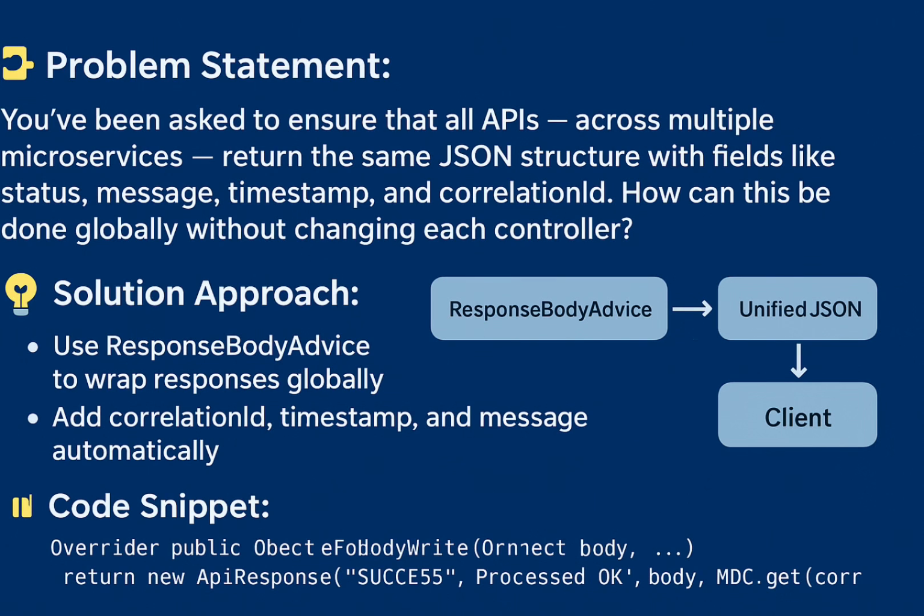Global response format. Problem statement: you've been asked to ensure that all APIs across multiple microservices return the same JSON structure with fields like status, message, timestamp, and correlation ID. How can this be done globally without changing each controller? Solution approach: use ResponseBodyAdvice to wrap responses globally. Add correlation ID, timestamp, and message automatically.